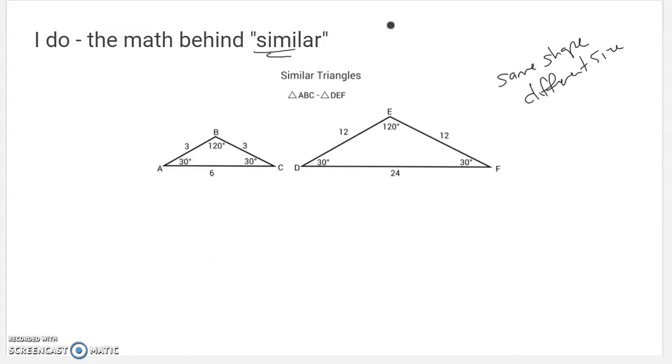First thing to know about similar triangles is you'll notice all of their angles are the same. This one's got two 30-degree angles and a 120-degree angle. This one's got two 30-degree angles and a 120-degree angle. That's going to happen when triangles are similar: their angles are going to match. That's the first math feature of similar triangles, is they have all the same angles.